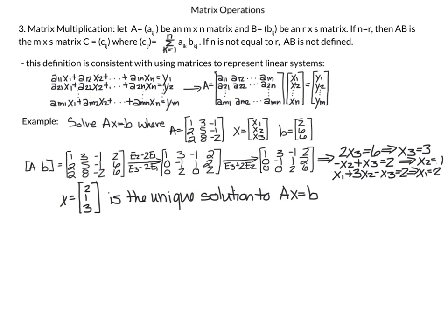So you can verify this. If I multiply my matrix A by this vector x, I should be able to get b. And this is the unique solution.